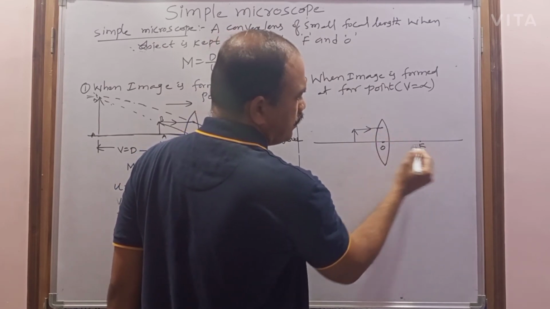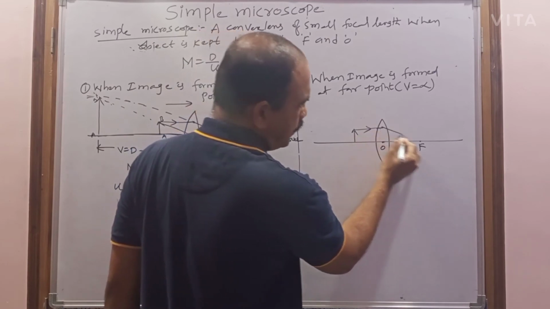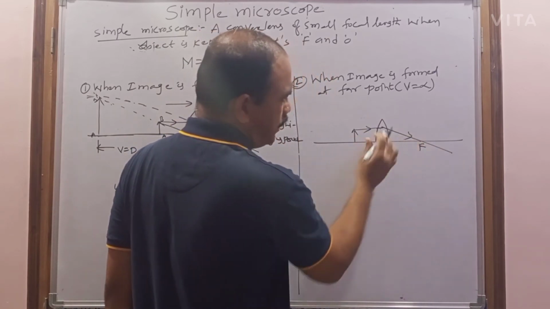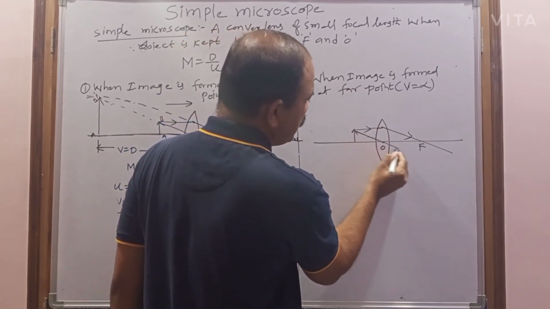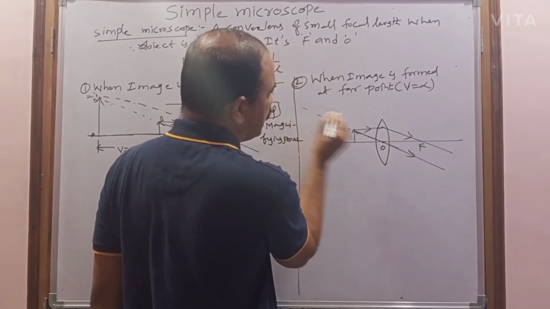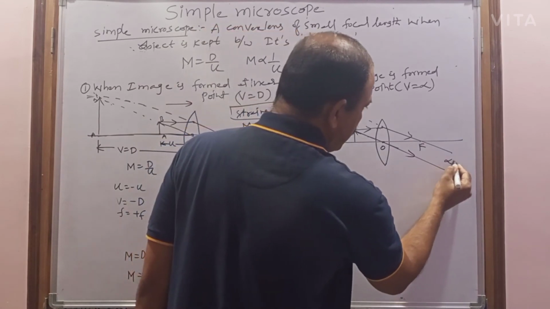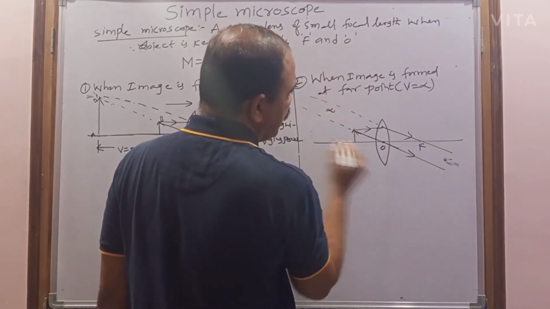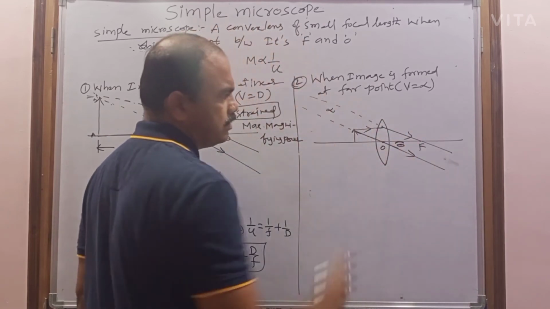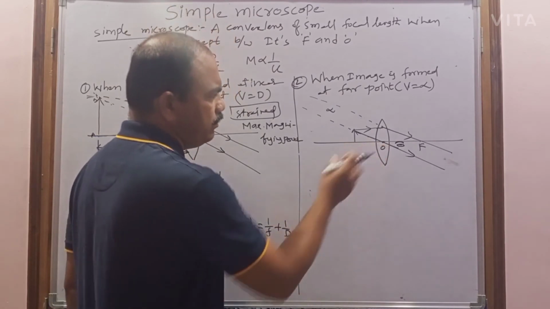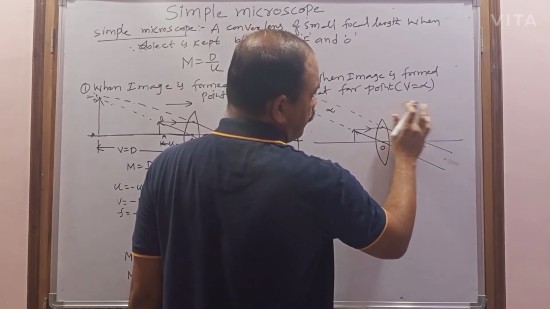Now consider this F. When this is the incident ray, after refraction it goes parallel to the principal axis. After refraction, it passes through the focus. But you adjust the microscope such that the image is formed at infinity. Infinity means the refracted rays are parallel to each other. When you see from here, the image is formed at infinity, and that is also a virtual image. Why do we form that image at infinity? So that the eye will be relaxed.